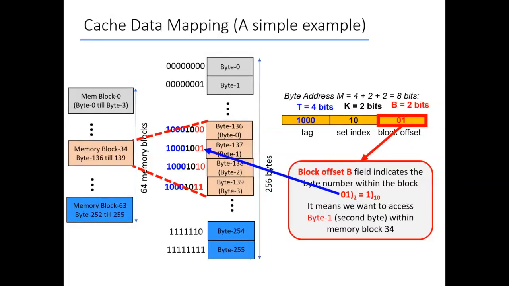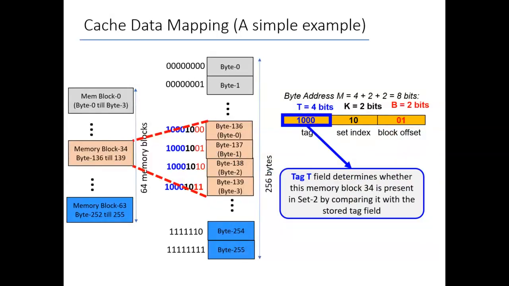Now can you see here this 01? This 01 tells me the byte number, and this byte number is byte number 1 in this example. Any question? Okay, now the tag field.